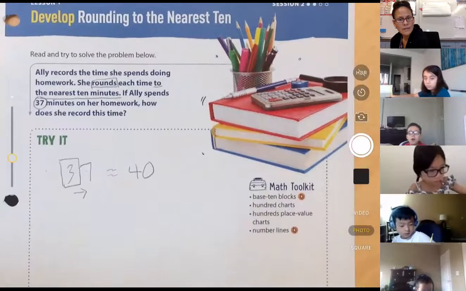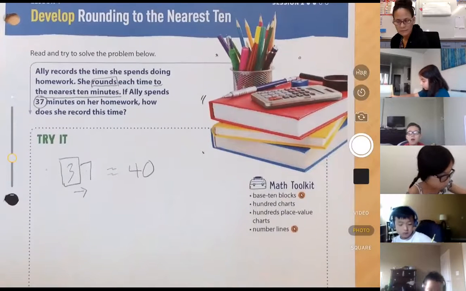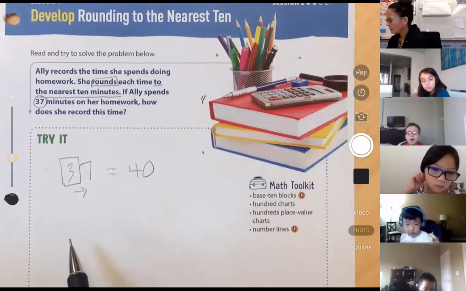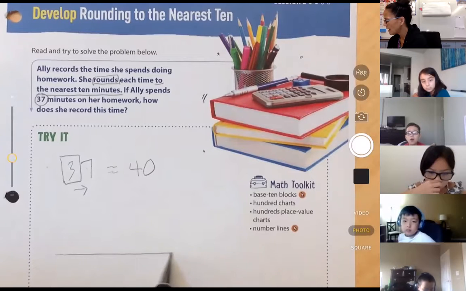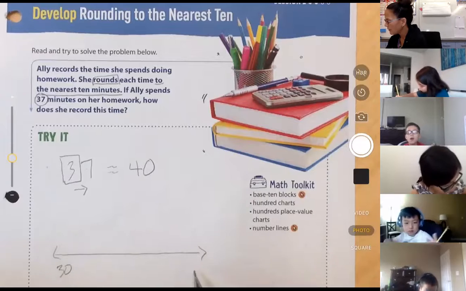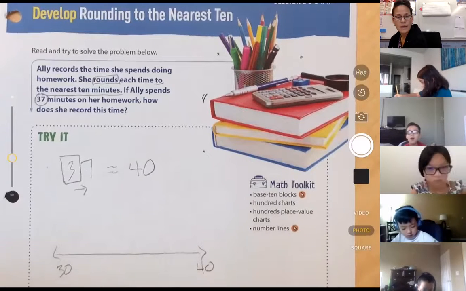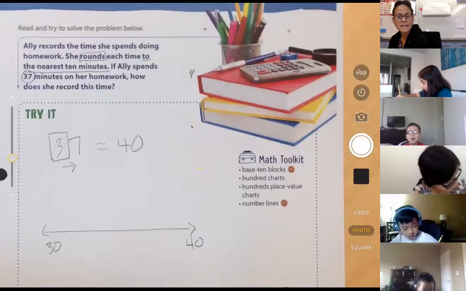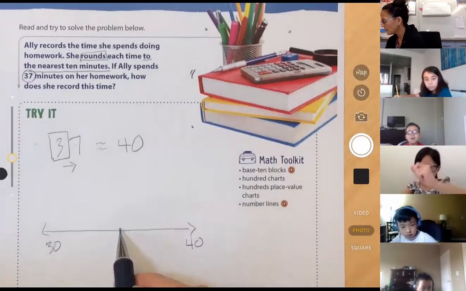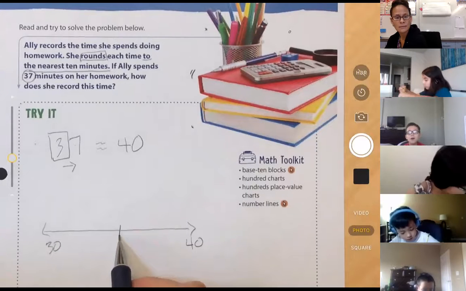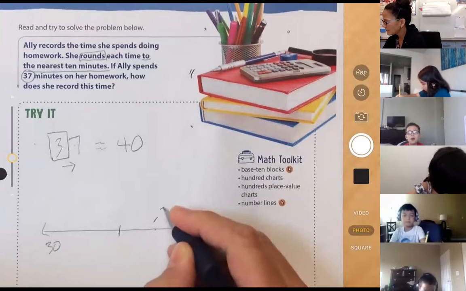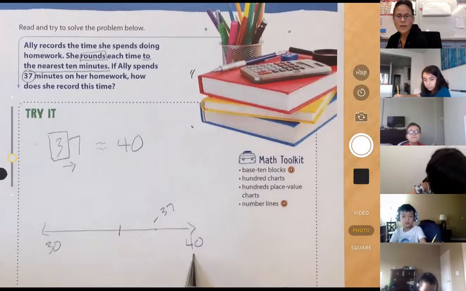Are there other strategies you could use? Definitely. There are definitely other strategies you could use. You could draw a number line, for example, with 30 over here and 40 over here. And if you drew all of what we call tick marks, all of the little marks on a number line, like this would be 35 right in between, that would be a tick mark. We could clearly see that 37 would be closer to 40. We could clearly see that.